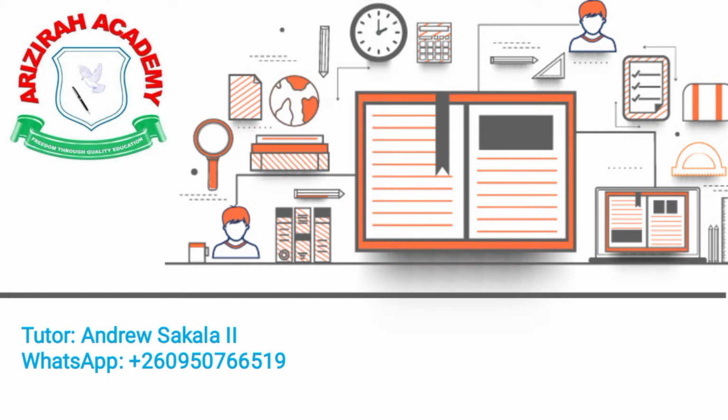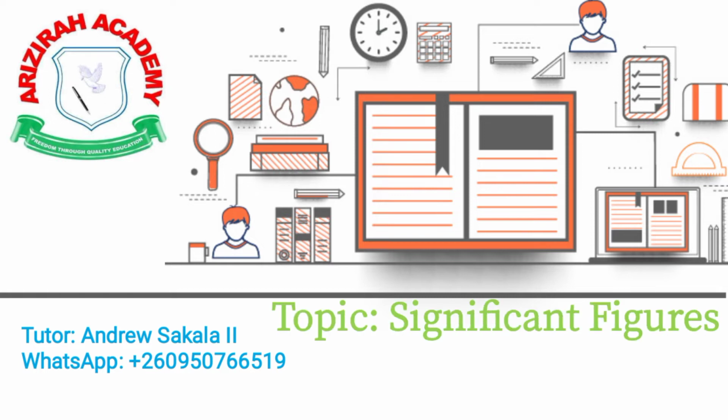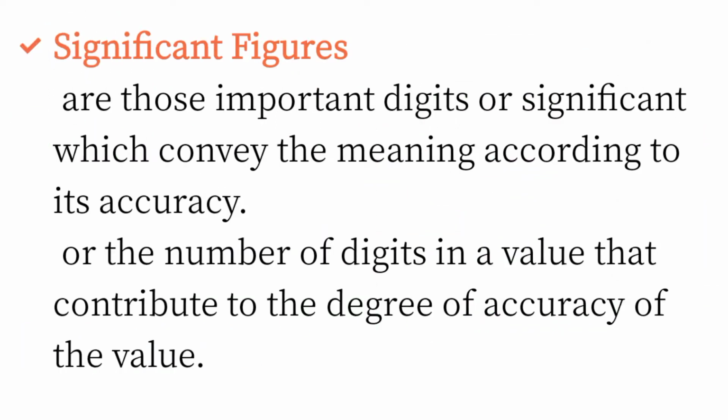Now, dealing with significant figures, you must be able to understand. The first thing that everyone should be able to know is to define what significant figures are. Significant figures are those important digits which convey the meaning according to its accuracy. It also means the number of digits in a value that contribute to the degree of accuracy of the value, the numbers that are very important in a value that contribute to the accuracy in terms of measurement in science.